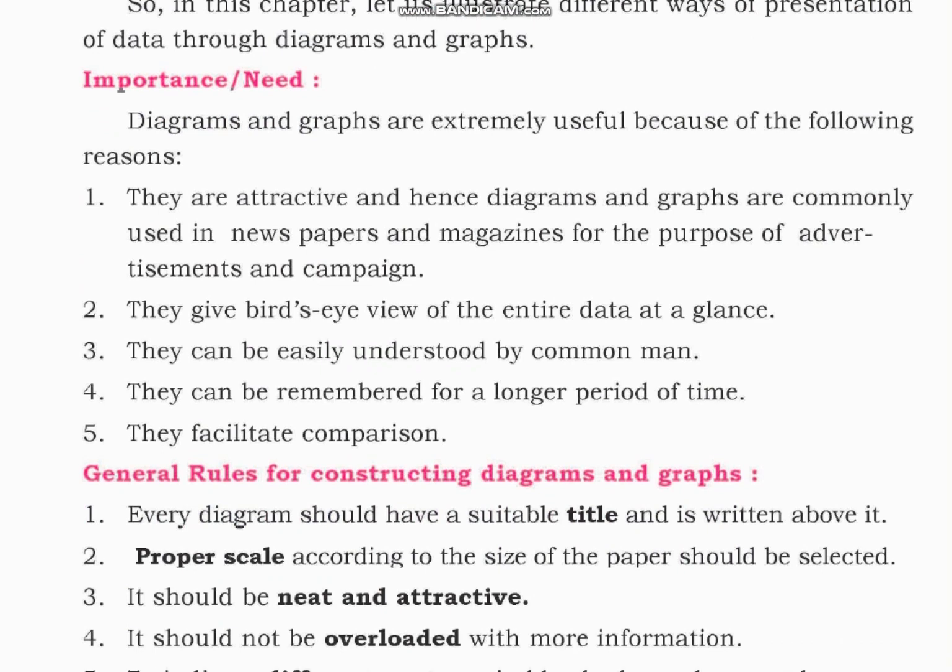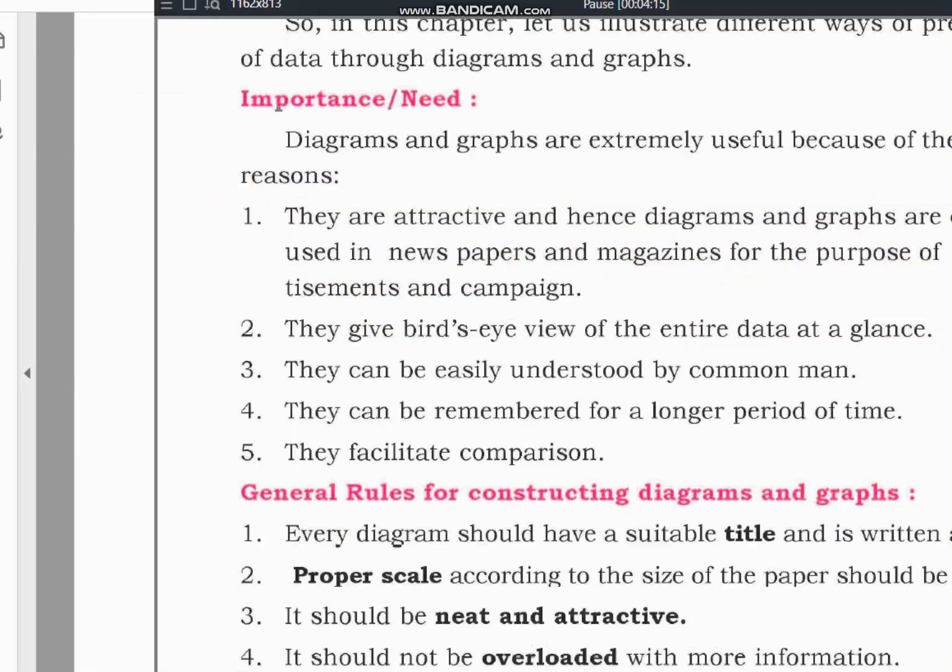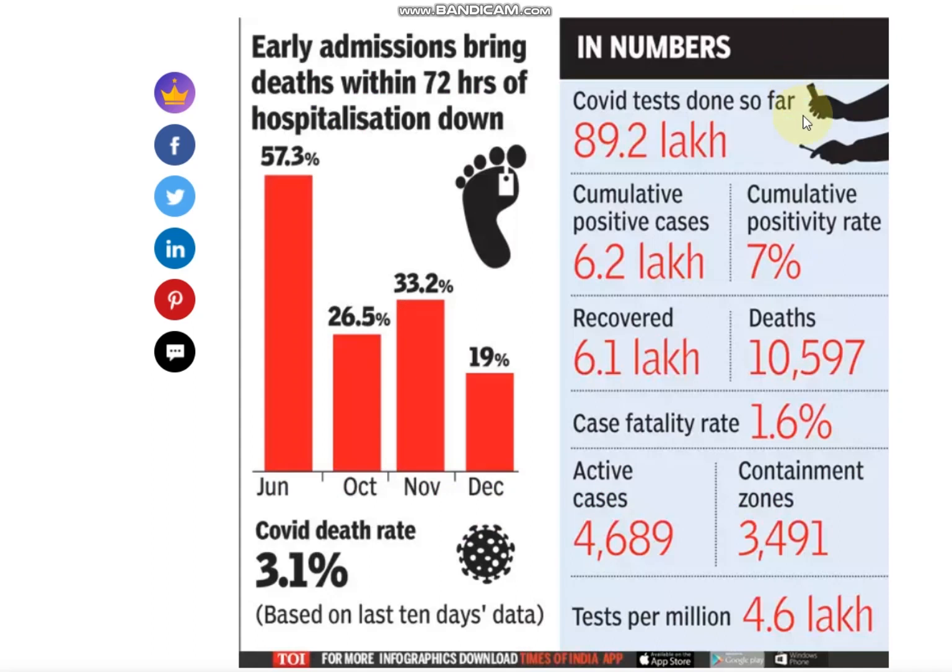So why do you need diagrams? First, they are attractive, and hence diagrams and graphs are commonly used in newspapers and magazines for the purpose of advertisements and campaigns. Let me give you this example from the Times of India paper. You have both the tabular facts as well as the graph beside it. These numbers can be understood by those who are familiar with mathematical calculations or who are good with numbers. But for a common man, if you show this instead, it will be more useful.